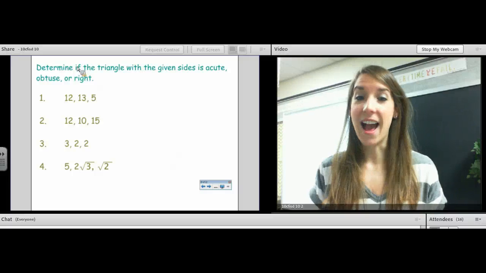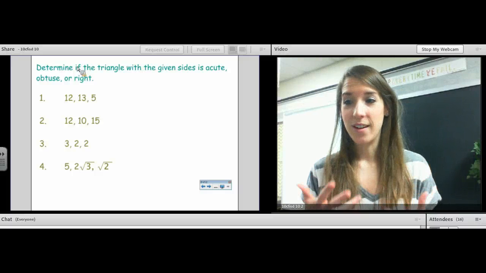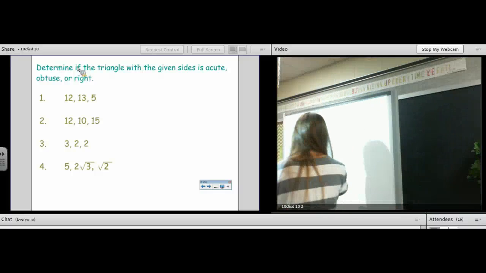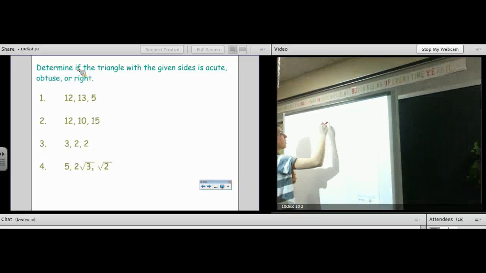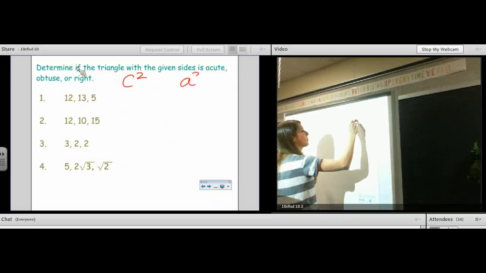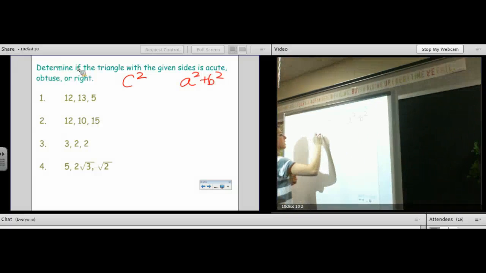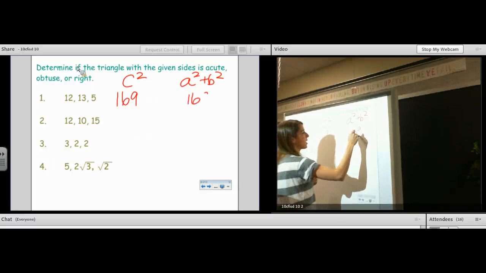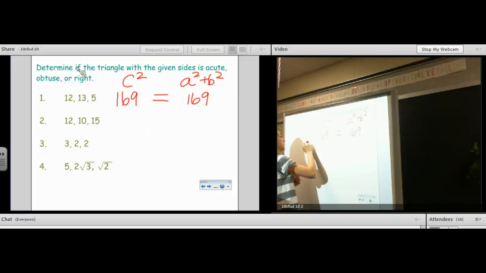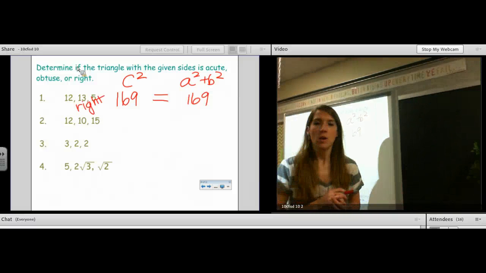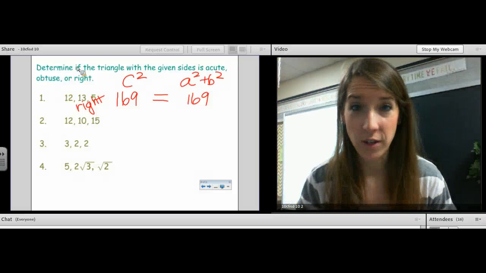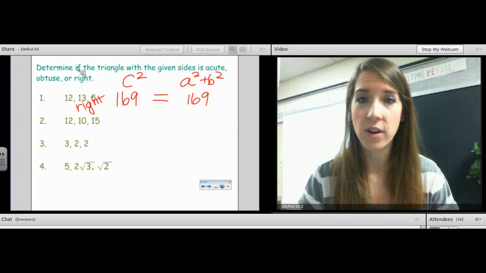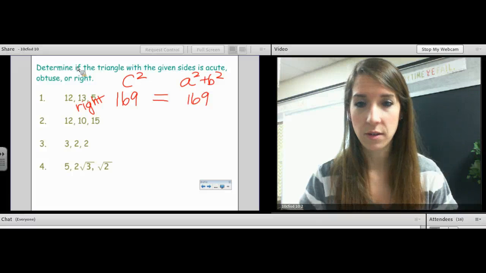Austin says right. Yeah, number 1 is a Pythagorean triple, 5, 12, 13. But let's pretend you didn't know that. You're going to put c squared here and a squared plus b squared here. C squared is 169. 5 squared plus 12 squared is 169. Since they're equal, this one is a right triangle. Always put c squared first.